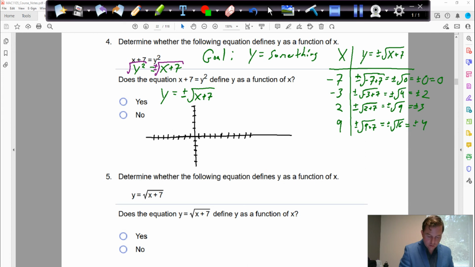So here's minus 7, and we had minus 3 was a point, and 2 was of interest, and 9. And in the y-axis, we had minus 1, minus 2, minus 3, and minus 4, and 1, 2, 3, and 4. So we have a point at minus 7 in the x, we go 0 in the y, so it's right here. When x is minus 3, we have 2 in the y, so we're right there. X is 2, we have positive 3. X is 9, we have positive 4.